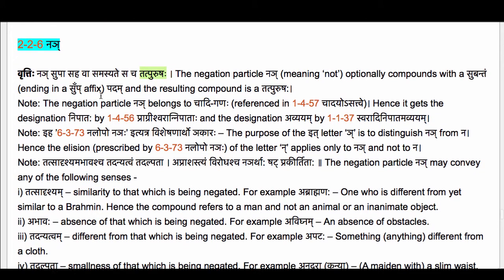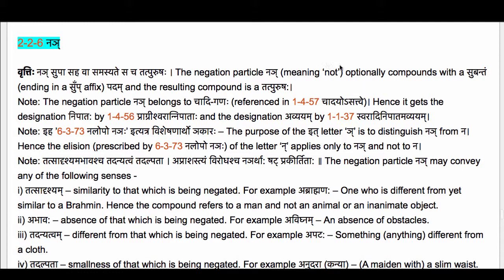So the meaning of the sutram is: the negation particle Nyai, meaning not, optionally compounds with a subantam ending in a sup affix padam, and the resulting compound is a Tatpurushaha. Very simple sutra, very important sutram because these negation compounds are used very frequently in the language. Okay, let's look at these notes here.